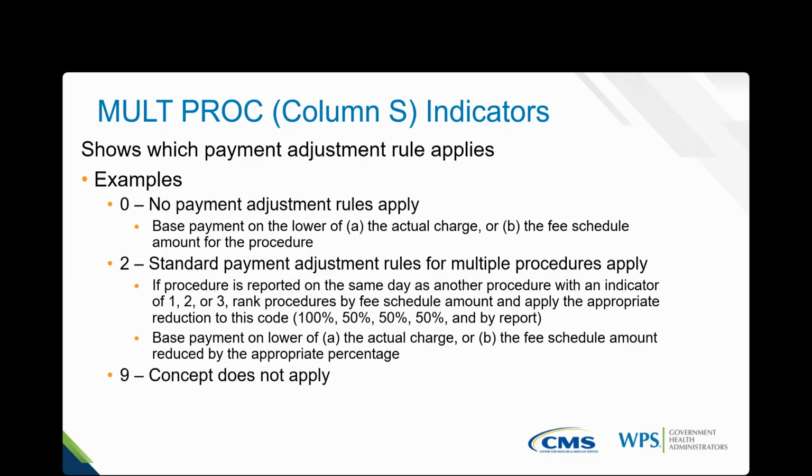So Medicare then is going to base the payment on the lower of the actual charge or the fee schedule amount reduced by the appropriate percentage. Remember, full, half, half, half, and then by report. A 9, if it appears in column S of the physician fee schedule relative value file, means that this concept does not apply for that particular CPT or HCPCS code.